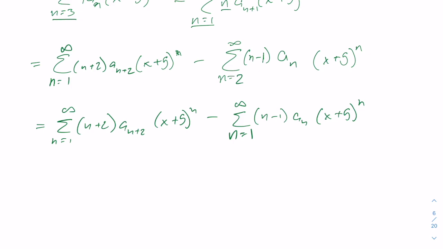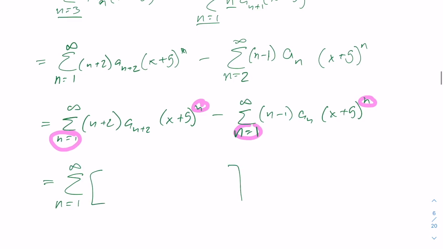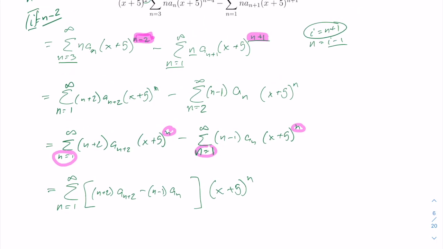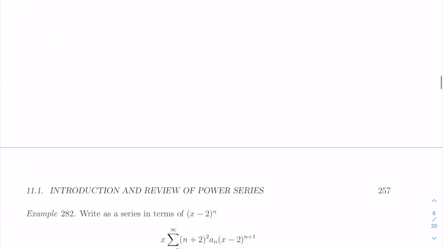We have these start in the same place. The powers of the terms match. And so I can just say this is the sum n equals 1 to infinity of a bunch of junk times x plus 5 to the n. And what's the junk? Well, the junk is n plus 2, a sub n plus 2 minus n minus 1, a sub n. And there we go. I've written it in a single series. Cool.